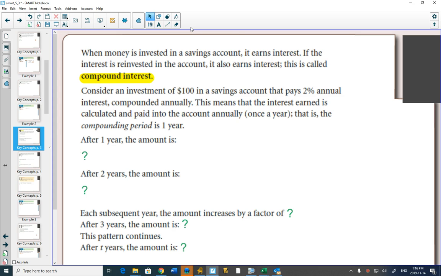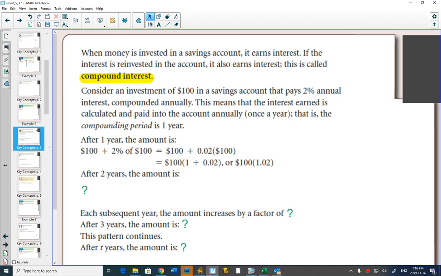Now, do you know what compound interest is and how it works? So the basic idea of compound interest is you put in a certain amount of money. So they're saying you're going to put in $100 into a savings account that pays 2% annual interest compounded annually. The compounding period is how often they pay you interest. So if they pay you the interest only once a year, that means at the end of the first year, 2% of 100 is $2, and you would have $102.